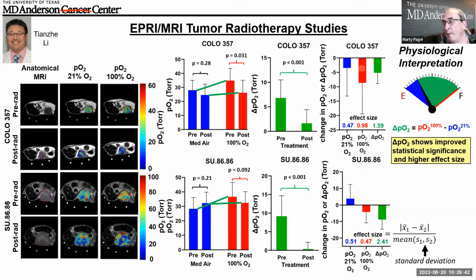The 100% O2 data shows a better effect size, but of course, the best effect size is shown with this delta PO2. And an effect size greater than 0.8 is considered to be large, and it's very large for the delta PO2 and very large also for this other tumor model at 2.41. So again, another indication that, how much effect did this radiation have? Well, delta PO2 is the best biomarker to look at that effect.